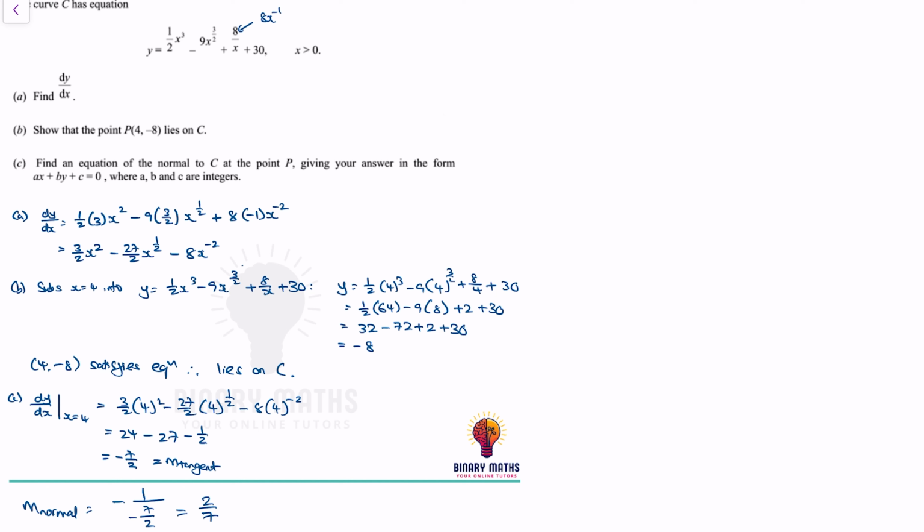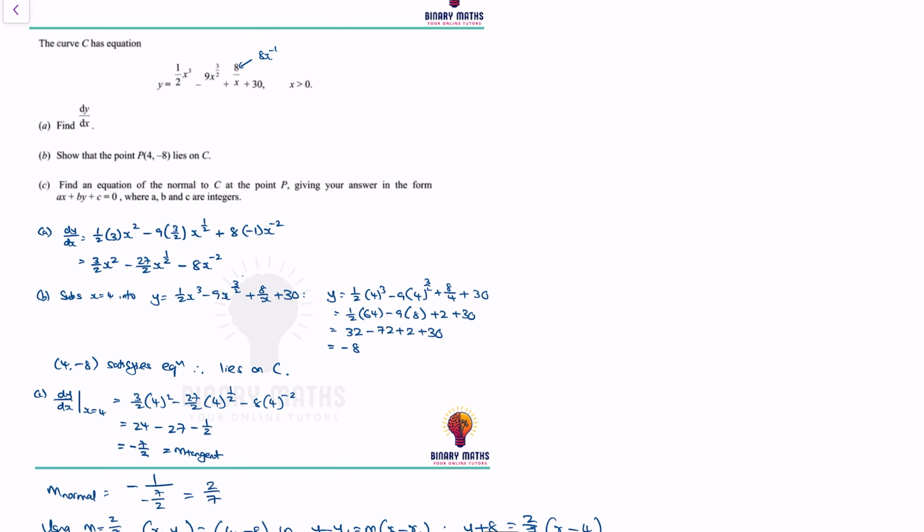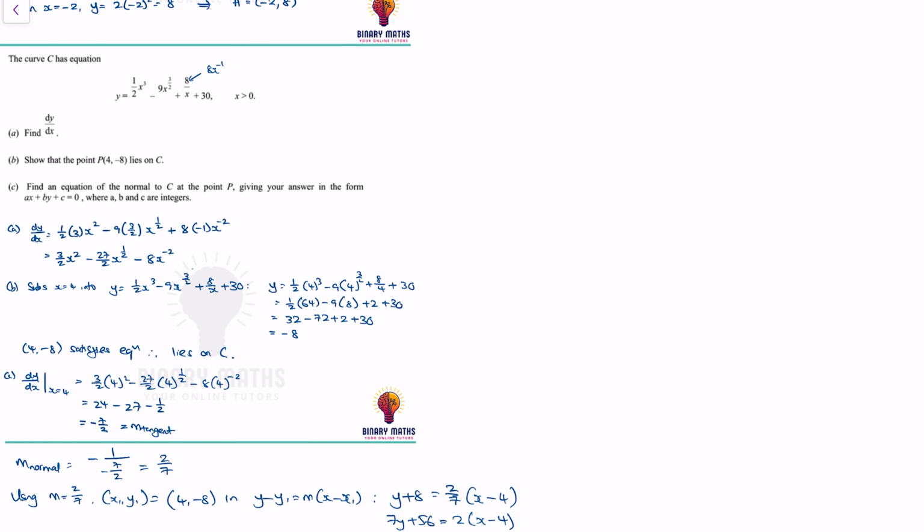If I times through by 7, I get 7y plus 56 is equal to 2 times x minus 4, which means 7y plus 56 is equal to 2x minus 8. If I take everything, so the x is positive, I take everything to the right hand side, I get 2x minus 7y, minus 8 take away 56 gives me minus 64 equals 0. And that is in the correct form.